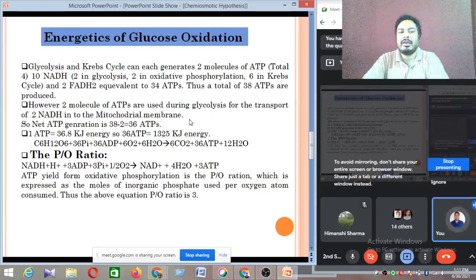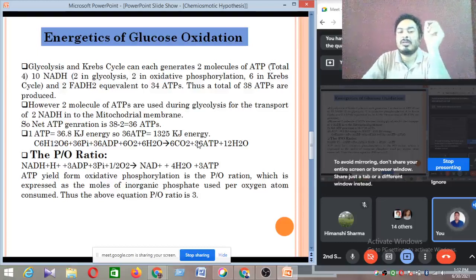So if you consider all the phases in one particular chemical reaction, this is the chemical reaction. You can see this is one glucose molecule, C6H12O6, plus 36 inorganic phosphate plus 36 ADP molecules plus 6O2 plus 6H2O to produce 6 CO2, 36 ATP plus 12 H2O. These 36 ATP molecules come from the 36 inorganic phosphate and 36 ADP molecules. Both are combined together to produce the ATP molecule in the presence of hydrogen ions.